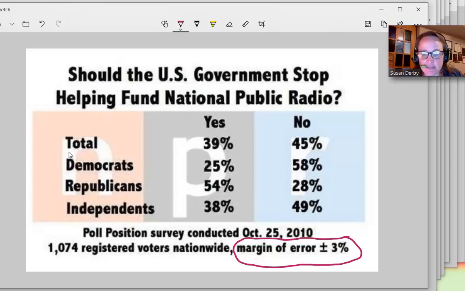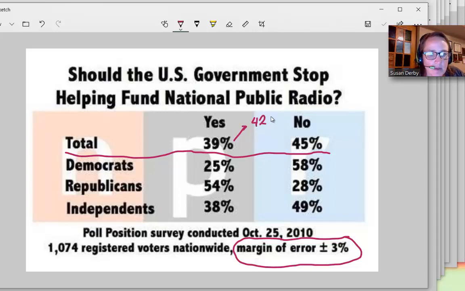So that means if we look at this line of total people, 39% of people said yes, government should stop helping fund NPR. And really, that 39%, because of this plus or minus 3% error, means that it could actually be as high as 39% plus 3, which would be our 42%. Or it could be as low as the minus 3 from there. So 39 minus 3, it could be as low as 36%.